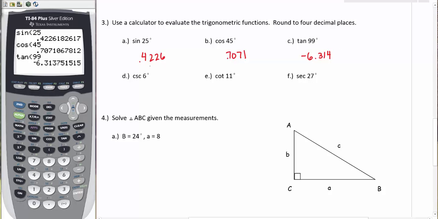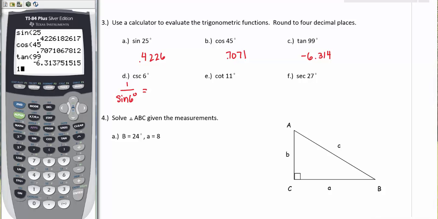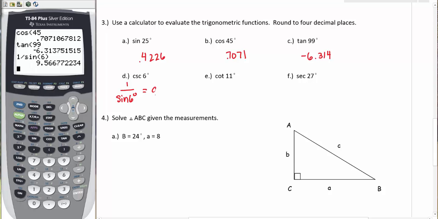However, with cosecant, your calculator doesn't know that. Okay, so you have to remember that the reciprocal is 1 over sine of 6 degrees. Okay, remember those reciprocal identities? So you have to type in 1 divided by the sine of 6 degrees. Okay, and you get 9.5668.